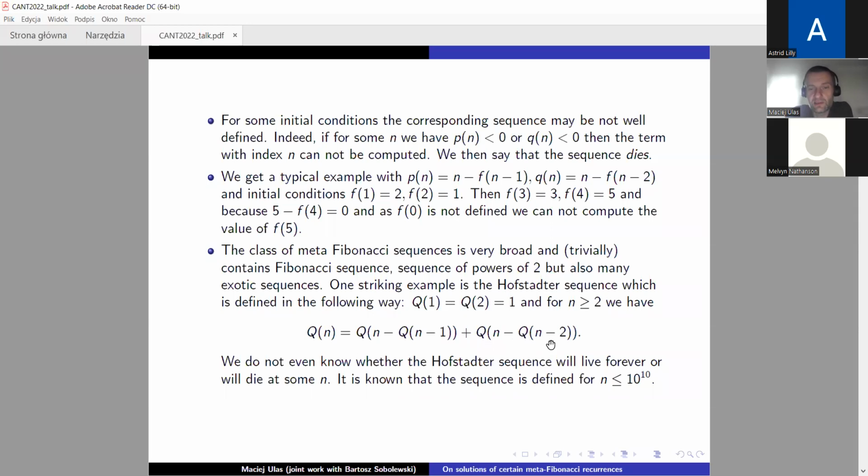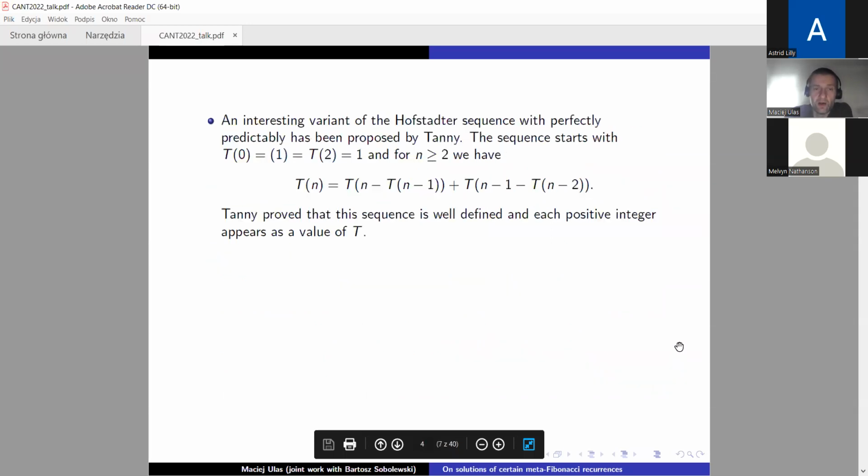And what is really interesting, we don't even know whether this sequence is well defined, so whether it will die or not for some n, but we know certainly that it lives for n up to 10. Okay, so there are many different variants of the Hofstadter sequence, and some variants are easy to understand. One of the examples is the sequence introduced by Tanny. This sequence starts with T0 equal to T1 equal to T2 equal to 1.